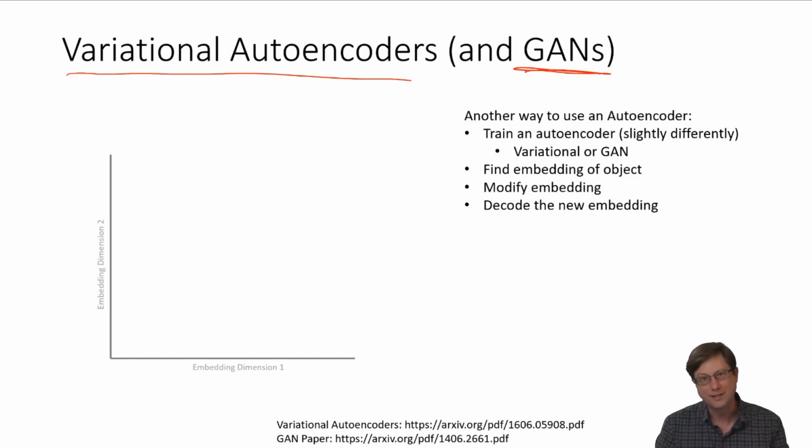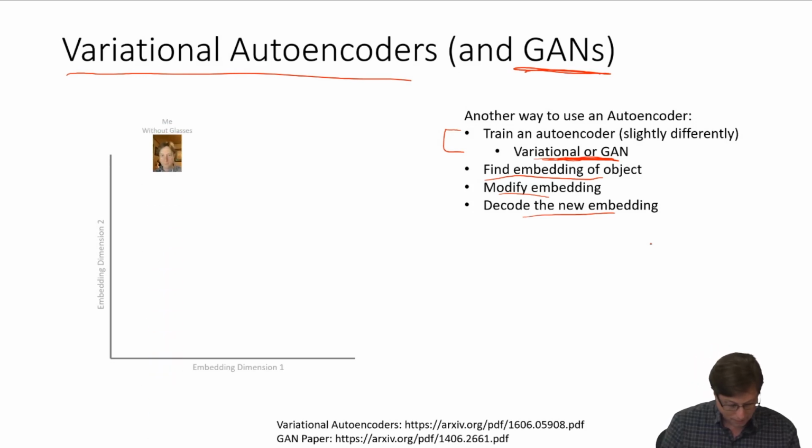I'm not going to go through the techniques at all beyond what you saw on the previous slide, but this is another technique. You can train an autoencoder slightly differently. Then you can find the embedding of any object, modify the embedding a little bit, and then decode the new embedding. Depending on how you've modified the embedding, you can potentially change an image in interesting ways that you can control. Let's go through a quick example.